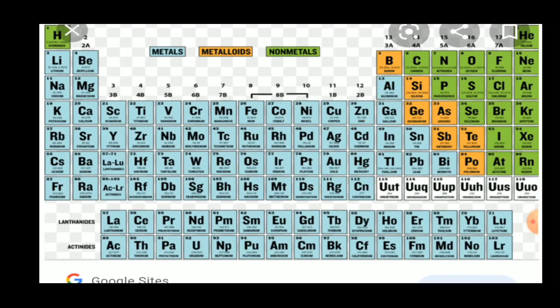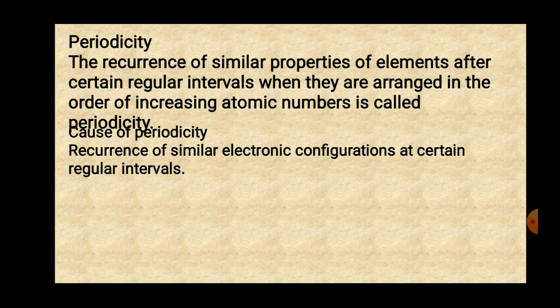Here there are 18 groups. Vertical columns are called groups, so 18 groups are present in the modern periodic table, and horizontal rows are called periods. So 7 periods are present. You can watch the modern periodic table, how it is arranged. So this was the modern periodic table.